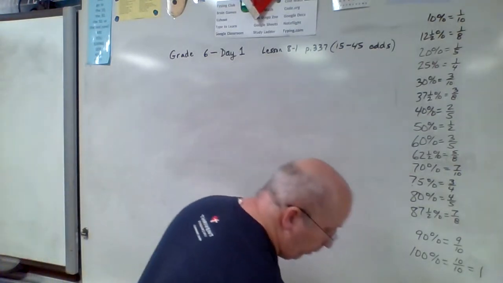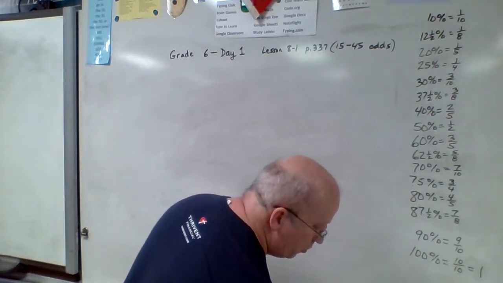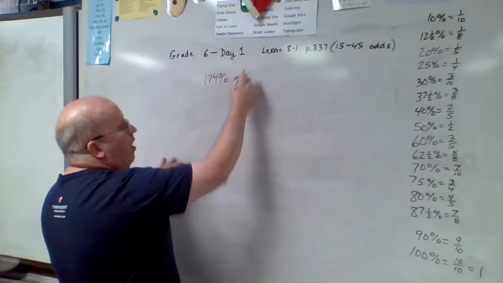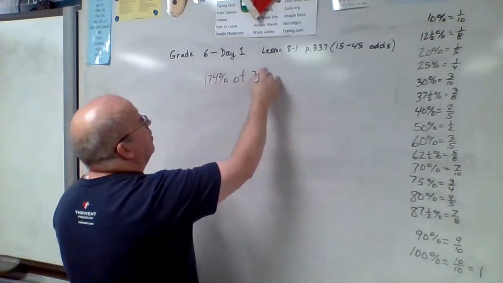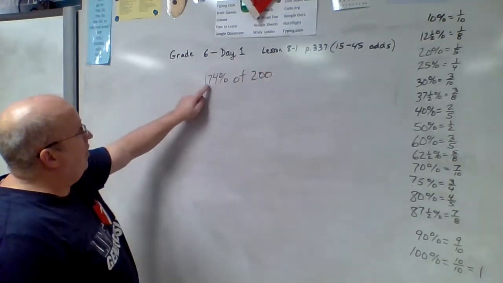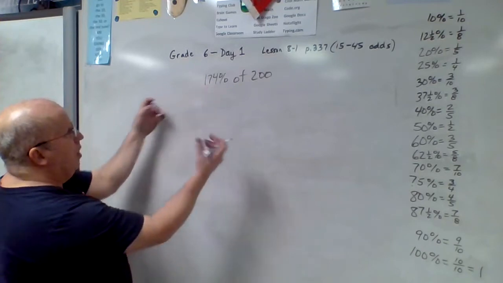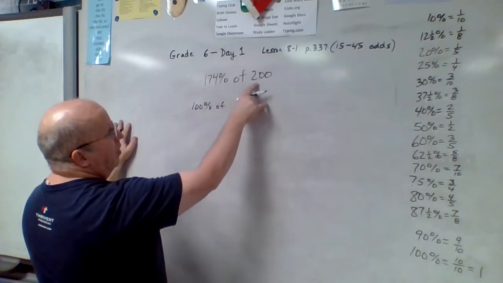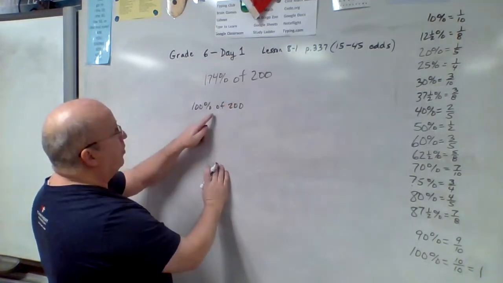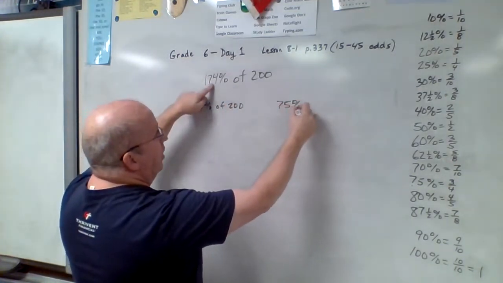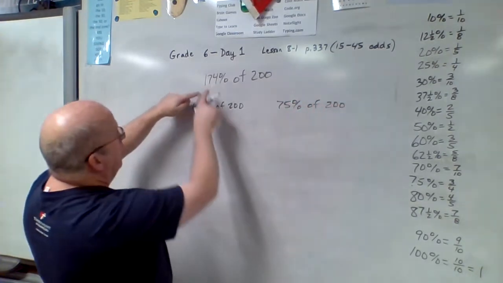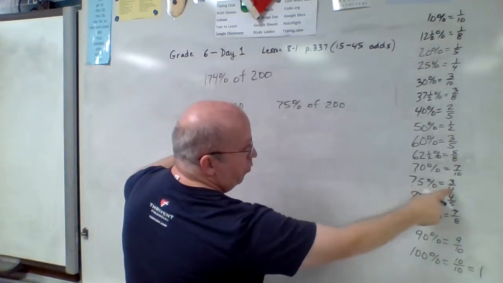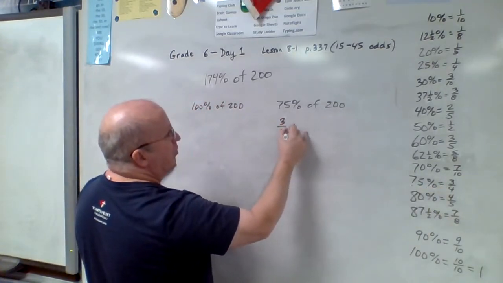Here's our first example problem. Example problem G, green dot G, 174% of 200. Let's think of this as actually being two values brought together into one. I'm going to think of it as 100% of the 200, and I'm going to think of it as 75% of the 200. Notice I changed the 74 to 75 because it's going to be easier to work with that 3/4.